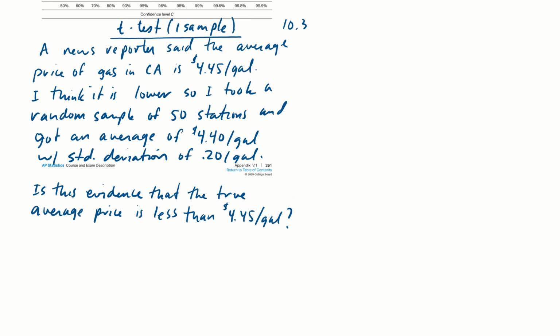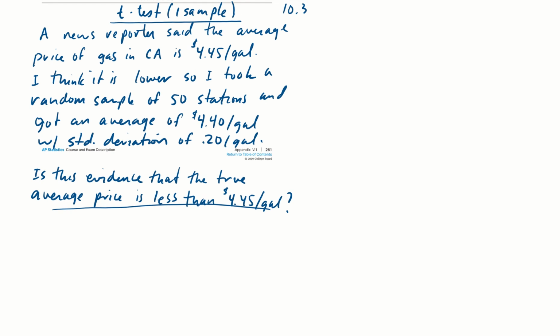Here's an example we're going to look at. A news reporter said the average price of gas in California is $4.45 per gallon. I think it's lower, so I took a random sample of 50 stations and got an average of $4.40 per gallon with a standard deviation of 20 cents a gallon. Is this evidence that the true average price is less than $4.45 per gallon? That's what I'm asking, because they said it was $4.45 and I don't think it is.